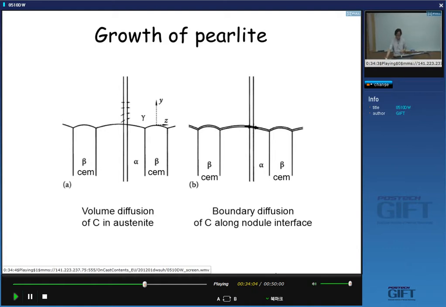So, as you know, the pearlite transformation is a kind of reconstructive transformation, which requires diffusion. So let's limit our discussion to the iron-carbon binary system. For the growth of the pearlite, the diffusion of carbon is necessary.